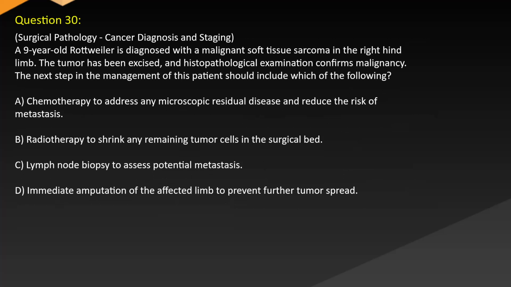Question 30. Surgical pathology. Cancer diagnosis and staging. A 9-year-old Rottweiler is diagnosed with a malignant soft tissue sarcoma in the right hind limb. The tumor has been excised and histopathological examination confirms malignancy. The next step in the management of this patient should include which of the following?